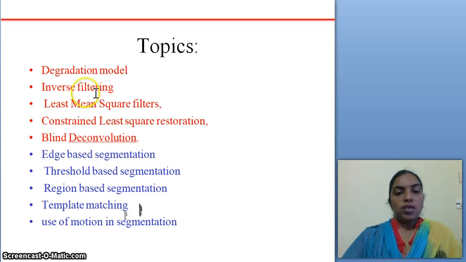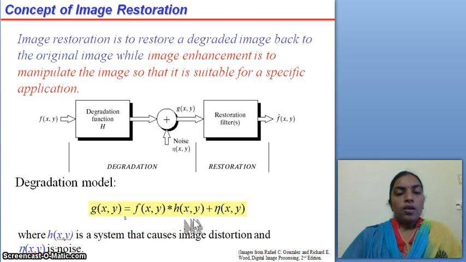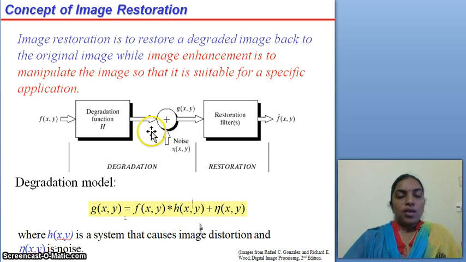Under restoration we have degradation model, inverse filtering, least mean square filters, constrained least square restoration, blind deconvolution topics. Under segmentation we have edge based segmentation, threshold based segmentation, region based segmentation, template matching, use of motion in segmentation. So now here the first one, image restoration.